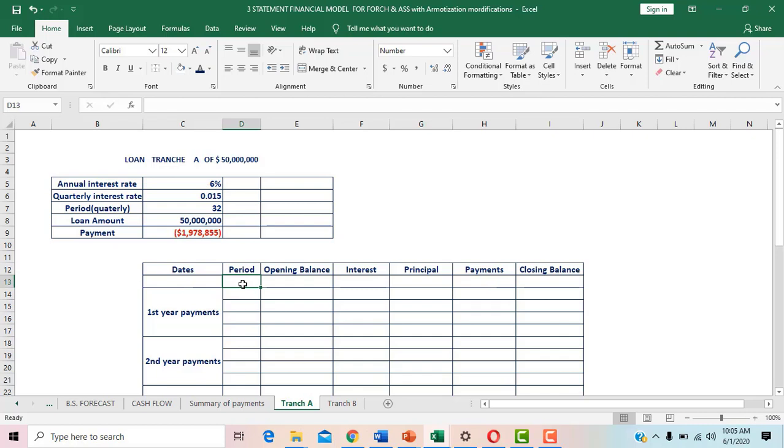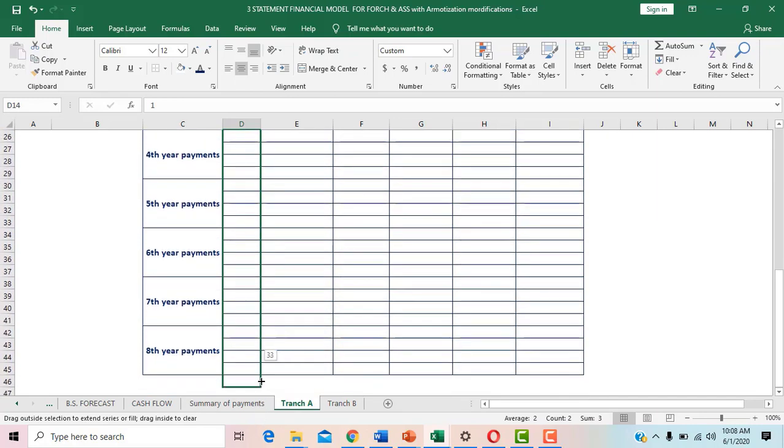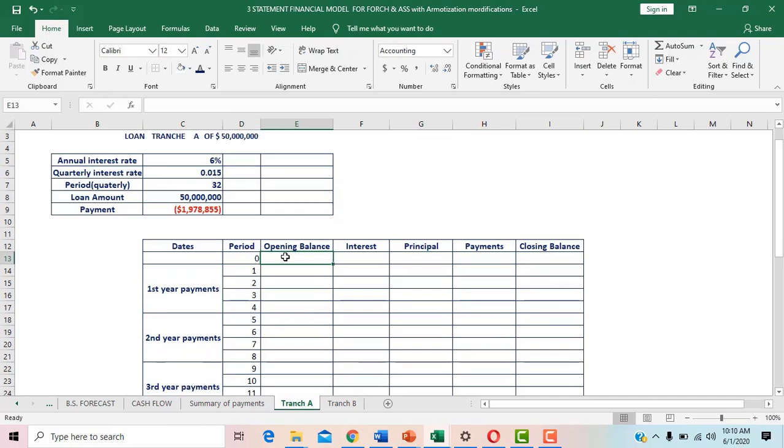So this loan is supposed to be repaid within 32 periods. That is 0, 1, 2, right up to the 32nd period. So at period 0, which is today, our opening balance, which is the total amount of loan we received from tranche A, is $50 million. And our closing balance is going to be the same, $50 million. Now, from the first quarter, we are still going to have an opening balance of $50 million.